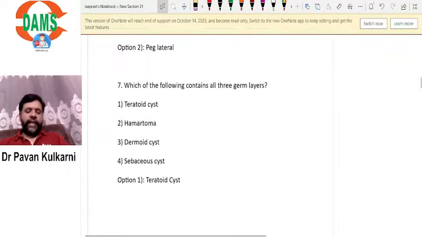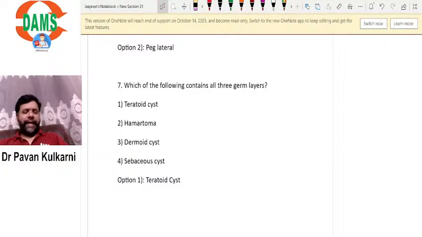Which of the following contains all three germ layers? All of us know teratoid cyst. Basically, hamartoma does not contain all three germ layers. Hamartoma is a proliferation of cells native to that place. If it is ectopic, it becomes choriostoma. If it is native, then it is hamartoma.